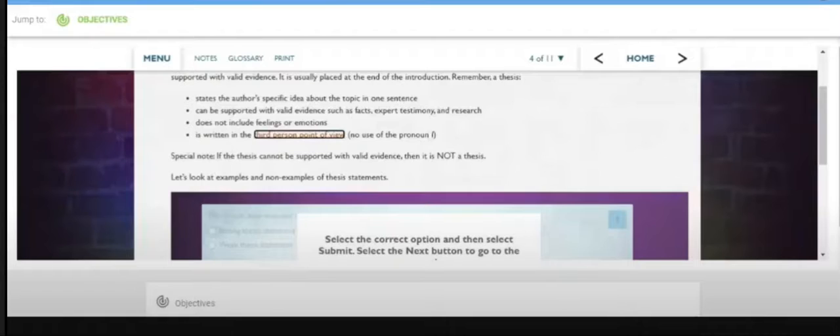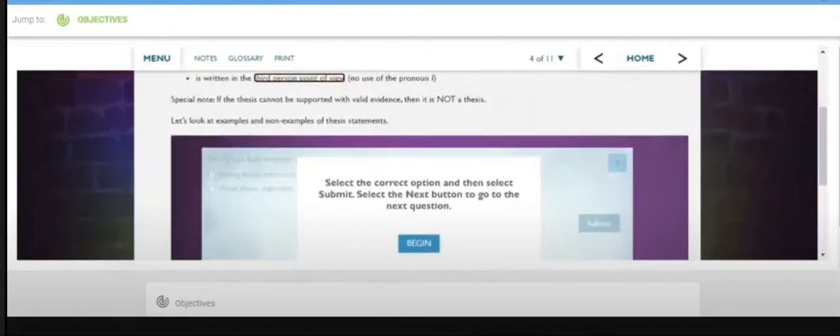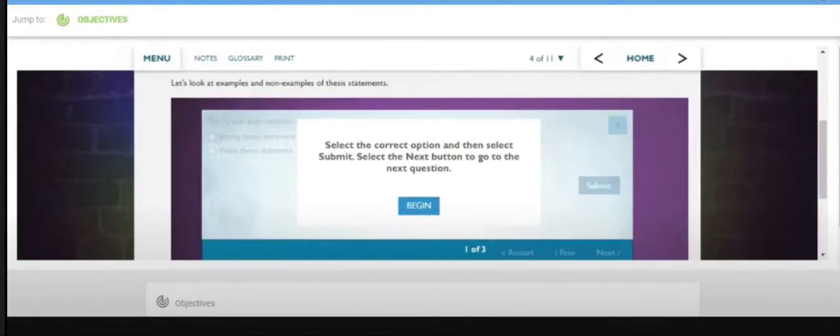Special note, if the thesis cannot be supported with valid evidence, then it is not a thesis. Let's look at examples and non-examples of thesis statements. Select the correct option, then select Submit. Select the Next button to go to the next question.